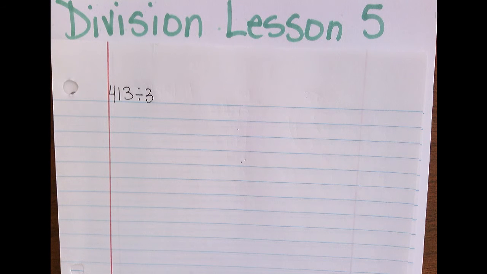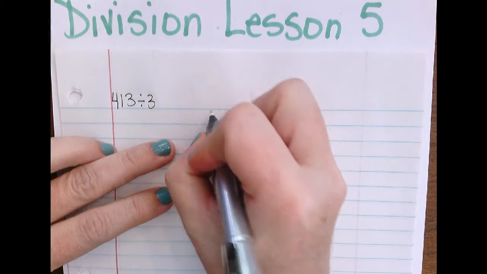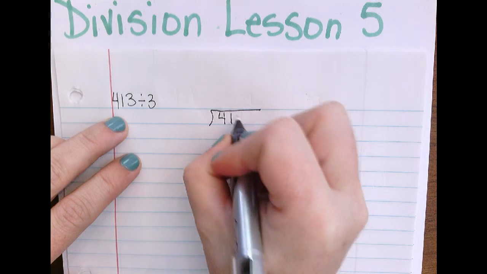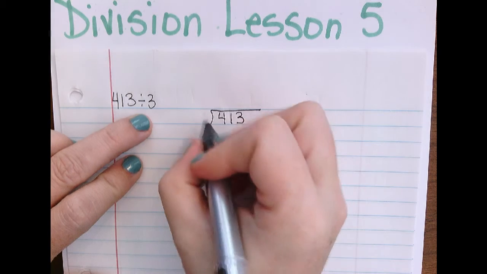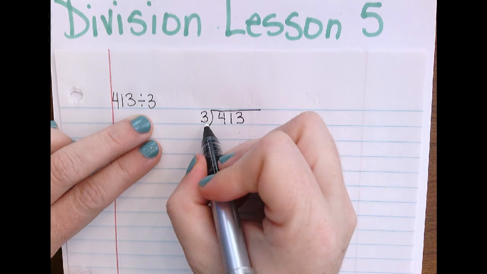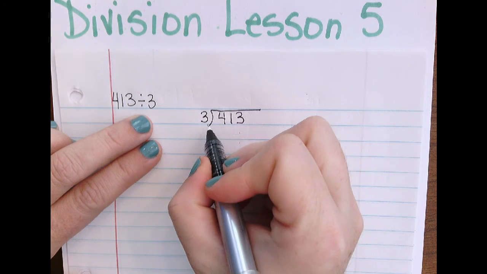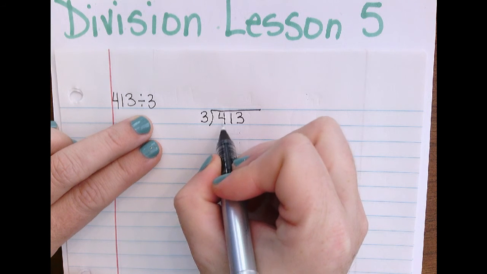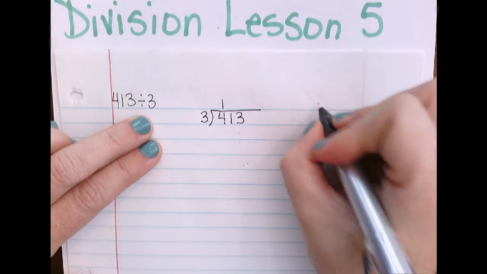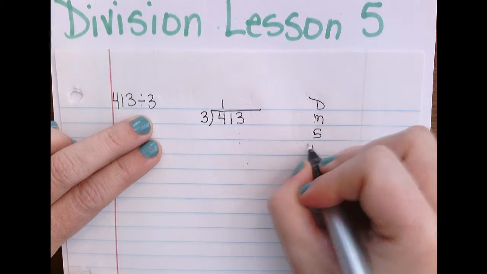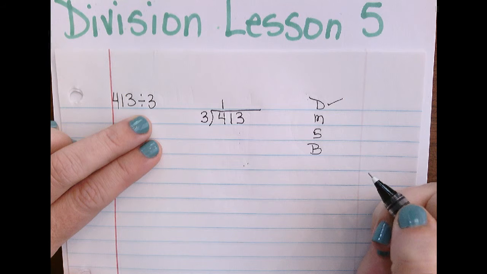Next example, 413 divided by 3. Whatever your number is first, put it in the division house. Whatever your number is second, it goes at the door. Then you determine how many times the divisor goes into the first number. In this case, 3 goes into 4 one time. Do not forget to put your steps out to the side. That was our first step for division.